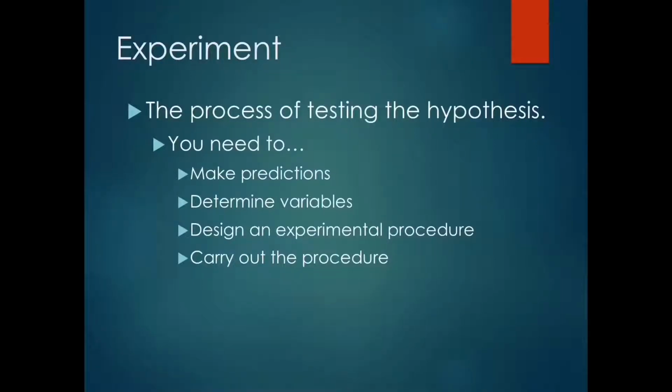Now let's talk about the experiment. This is the process that we use to test the hypothesis. In order to do the experiment, you need to make predictions of what you think is going to happen. So you need to write your hypothesis. You need to determine your variables, so everything that you can use or will be affected by this experiment. You need to create an experimental procedure, and that is so that you can do the experiment, and then you need to carry out this procedure.